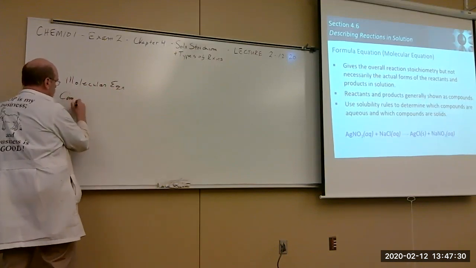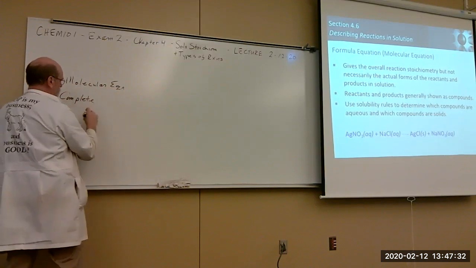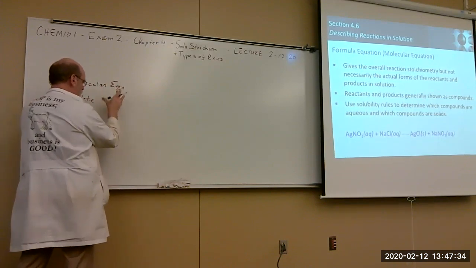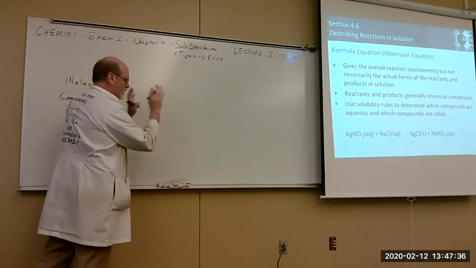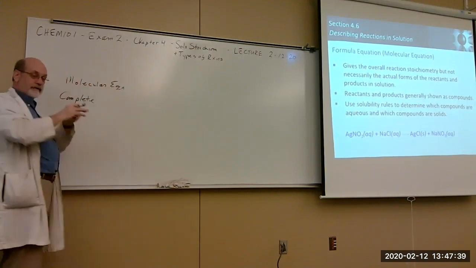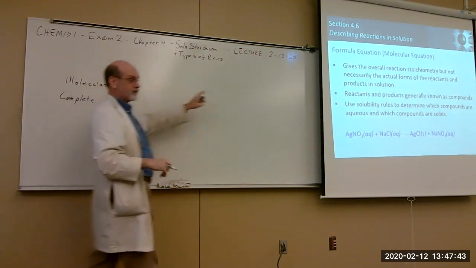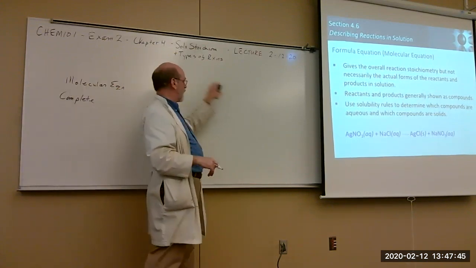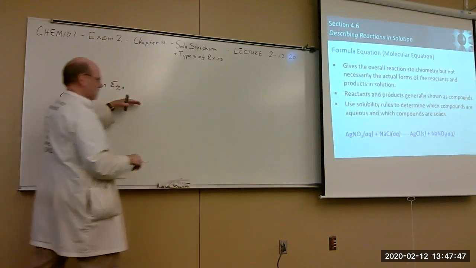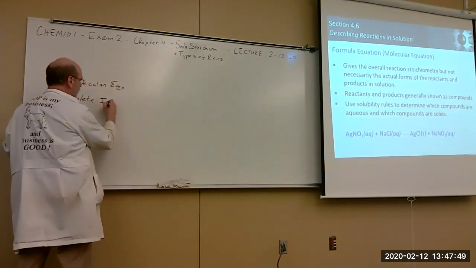So if you write all the ions on the reactant side yields all the ions on the product side, and if there's a precipitate, it doesn't break up. It may be ions on this side, and on that side it's a solid. So it stays a solid from this equation to this equation. That's the complete ionic equation.